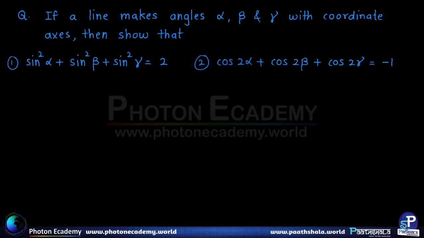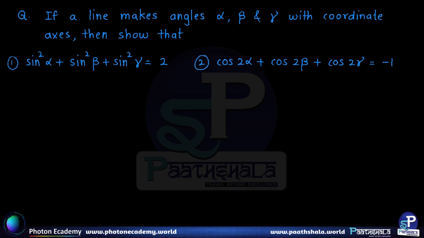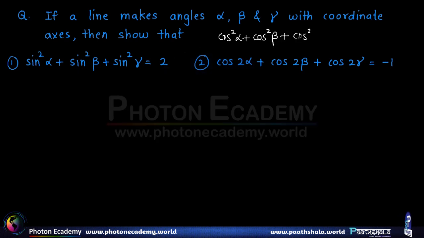Now here it's given that if a line makes angles alpha, beta and gamma with the coordinate axes, then show that sin square alpha plus sin square beta plus sin square gamma equal to 2 and cos 2 alpha plus cos 2 beta plus cos 2 gamma equal to minus 1. Now we know the basic relation, that is cos square alpha plus cos square beta plus cos square gamma is equal to 1. So we make use of that fact.